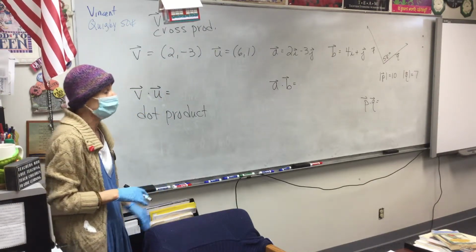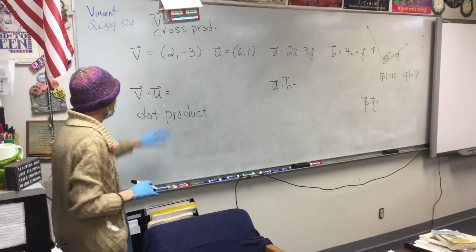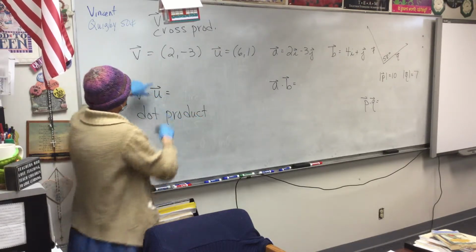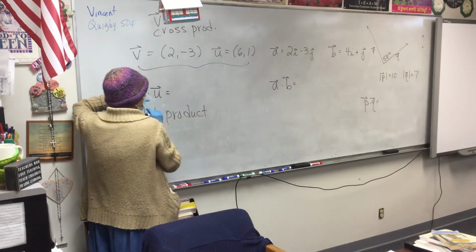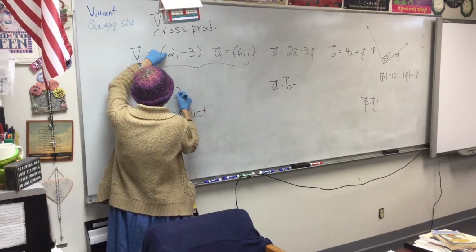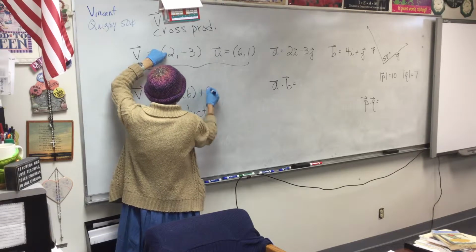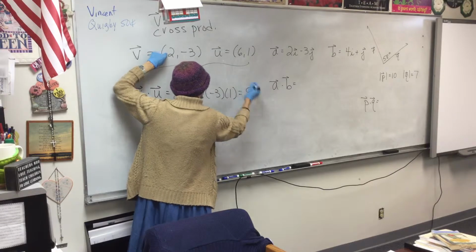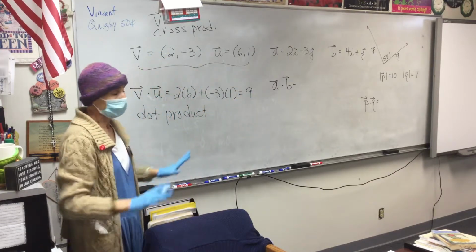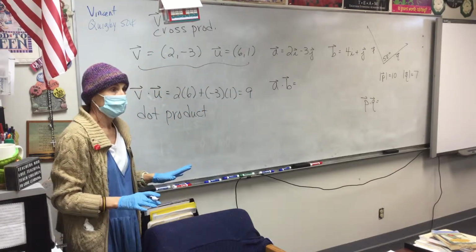Now, how does it work? Very, very simple. I'm going to write it down. You tell me what I did. The dot product of these two vectors, I'm doing these two first, is 2 times 6 plus negative 3 times 1. So the dot product would be 9. It's just a number. The dot product is just a number.